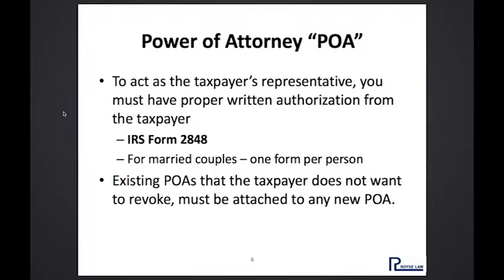To act as the taxpayer's representative, you must have proper written authorization from the taxpayer. This is accomplished by IRS Form 2848, Power of Attorney and Declaration of Representative. For married couples, you should use one form per person. And be sure to attach to the power of attorney any existing powers of attorney that the taxpayer does not want revoked when you file your power of attorney.